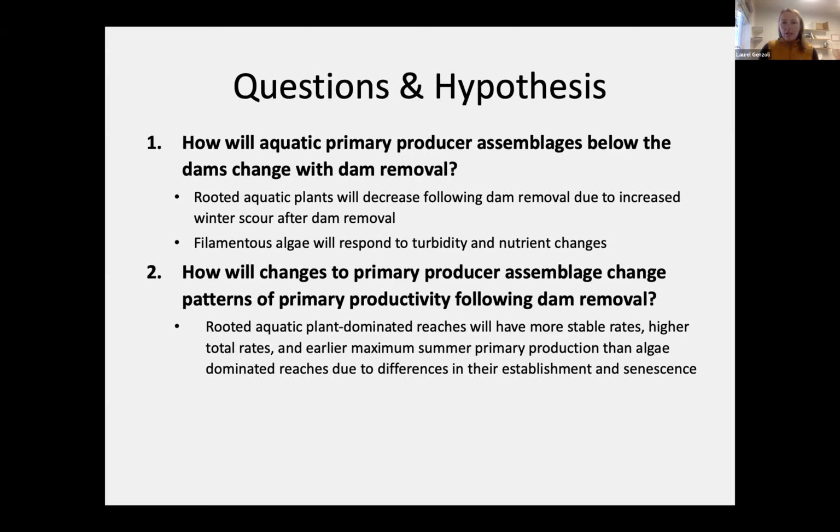Specifically, I'm expecting more stable rates, higher rates of production, and earlier production where you have a lot of actual vascular plants compared to algae-dominated reaches. And this is in part just due to the life history characteristics of aquatic plants versus algae.